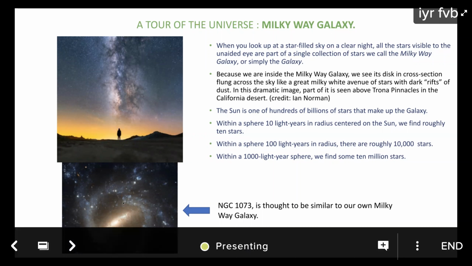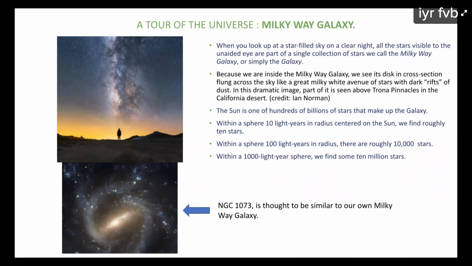And this is very similar to our own Milky Way galaxy, right? Since we cannot get a picture of our own galaxy, since we are inside it, we can think of a galaxy like this, NGC 1073, and get an idea about our own galaxy, because our own galaxy is very similar to this particular galaxy, which is a spiral galaxy, right?